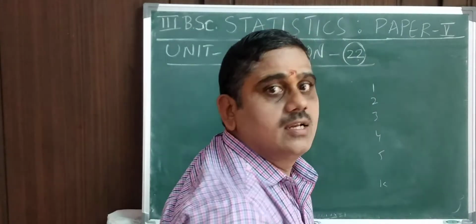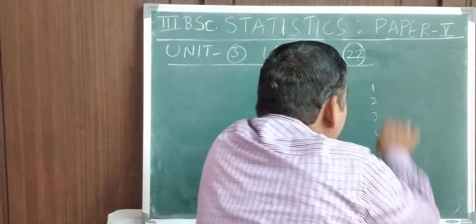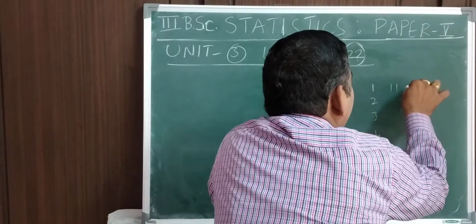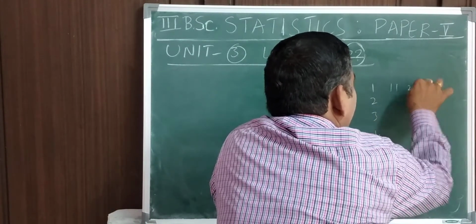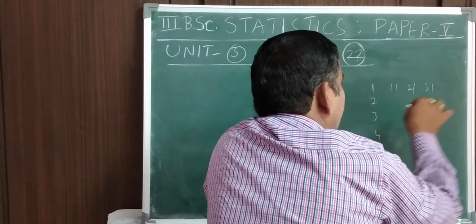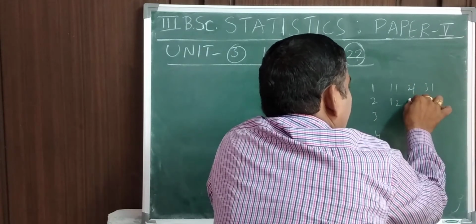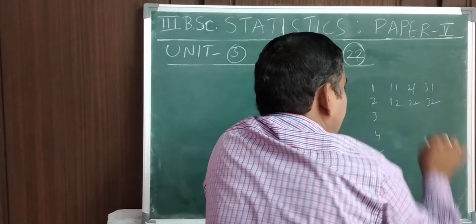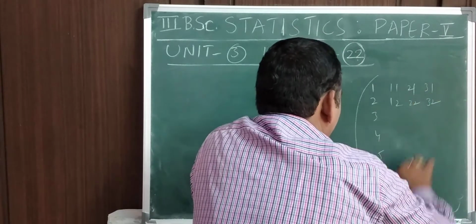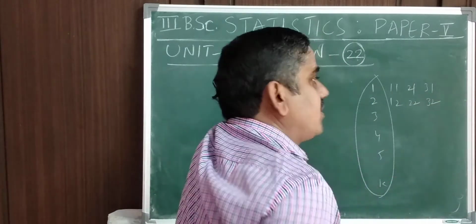It depends on the sampling interval. So units will be in this fashion. For example, 11th unit, 21st unit, 31st unit, etc. 12th unit, 22nd unit, 32nd unit, etc. Now you see here, this is homogeneity. So in this fashion we have considered.